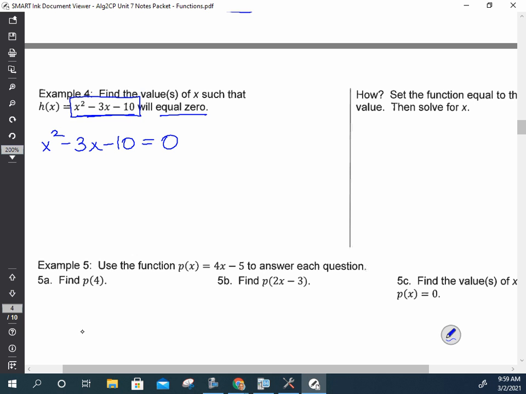Think back to what we did in unit number 5. If you just have an x, then that's a linear equation, and that's pretty easy to solve. If you have x squared in the problem, that means you're either going to be doing factoring or square roots or quadratic formula. Now, we don't want to do quadratic formula unless we absolutely have to. So let's see if we can factor this.